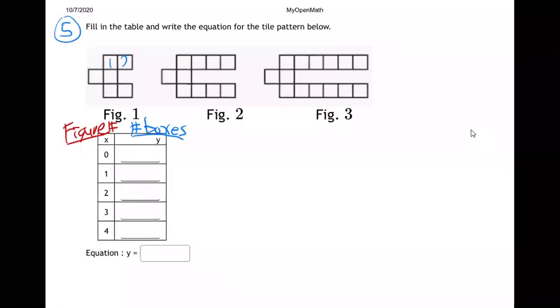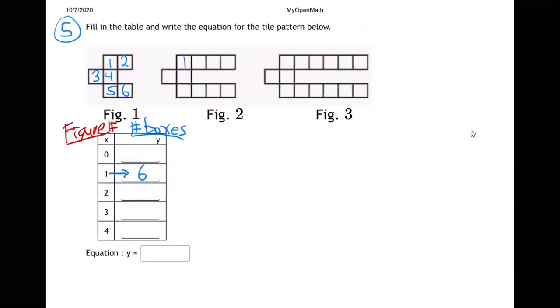How many boxes? 1, 2, 3, 4, 5, 6, right? So in figure number 1, there are 6 boxes. We good so far? Now there's no figure 0 up there, is there? So I'm skipping figure 0, right? This would be figure 0. I don't know. I'm skipping that. There is no figure 0. But figure 1 has 6 boxes.